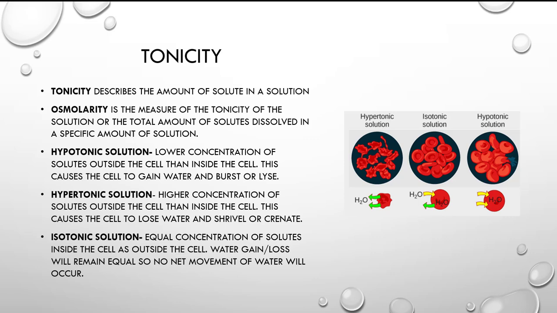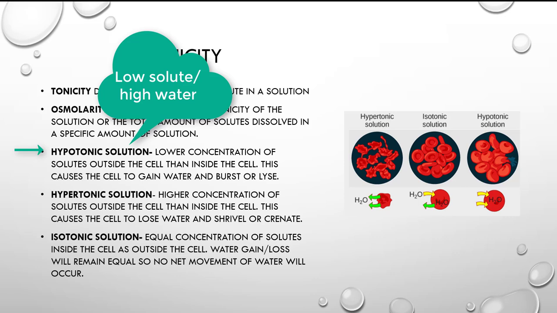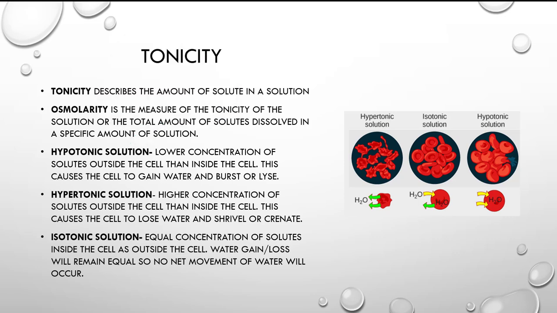And the Amoeba Sisters video gave us some ways to help us remember. So think of hypo as low solute. Okay, so low solute solutions. So this is where we have a lower concentration of solutes outside the cell than inside the cell. Okay, because, again, we're talking about the solution that the cell is in. So we have a cell, we place that cell inside a hypotonic solution.